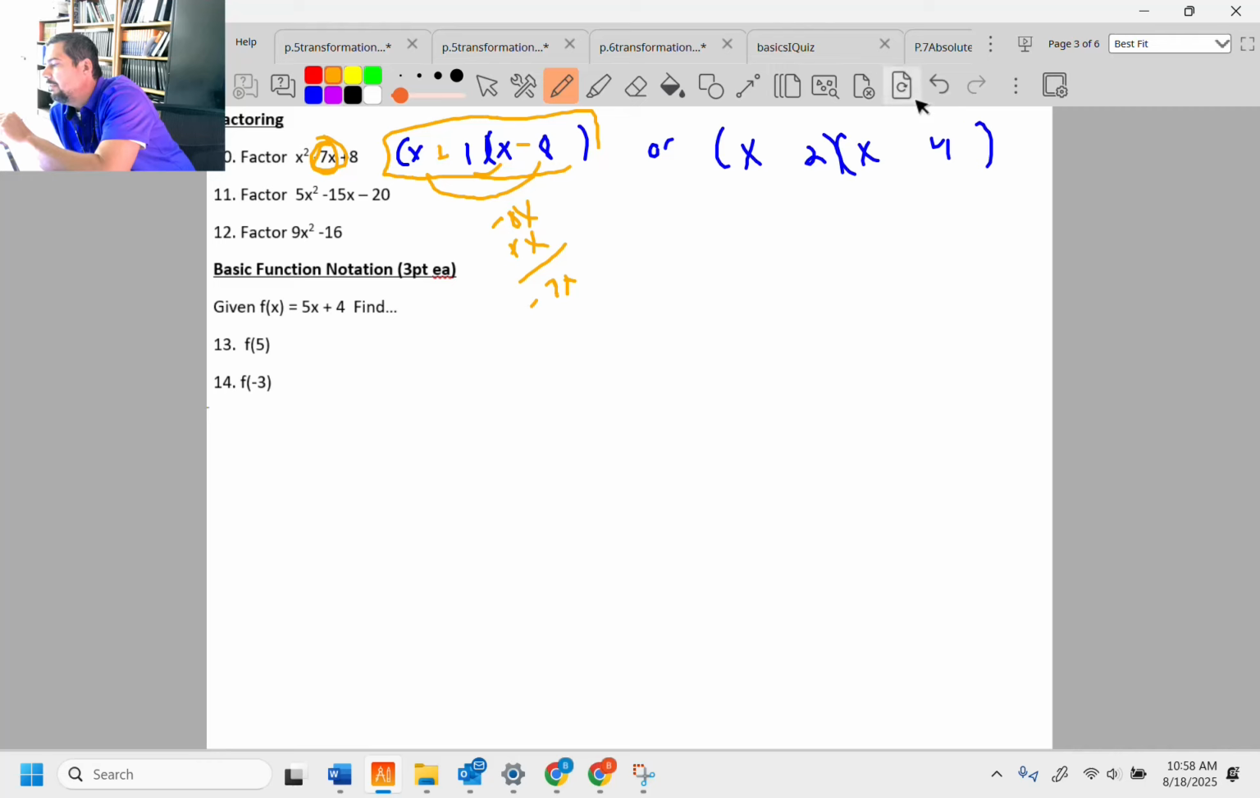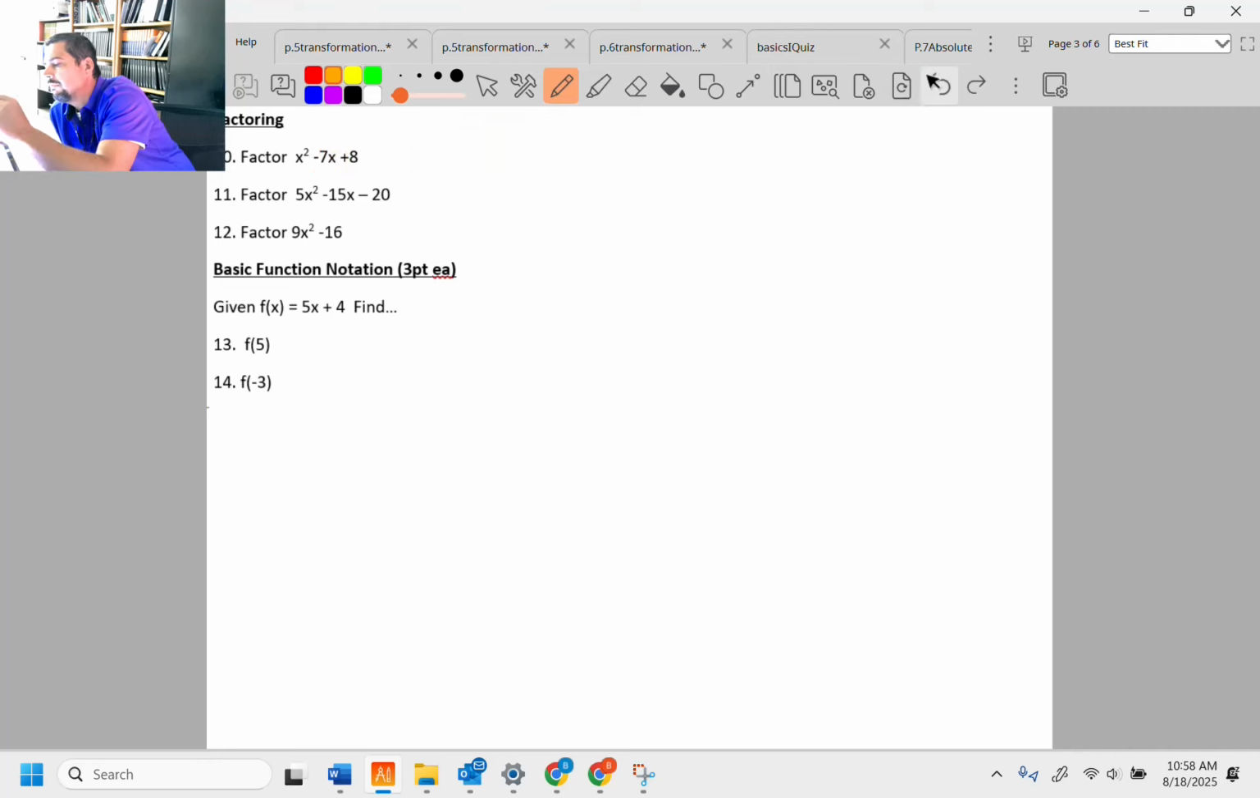Alright, number 11 can be done one of 2 ways, but we're just going to go straight up guess and check. The only way to make a 5x squared is to take a 5x and an x and multiply them together, because 5 is what we call a prime number, divisible by itself and one only. Factors of 20, my gut says it's 4 and 5. I'm going to put a 4 here and a 5 there, because I don't want to make this video too long. 4 times 5x is 20x, 5 times x is 5x. Goal is negative 15. Make that 20 negative, and you'll get there, because negative 20 plus 5 is negative 15.